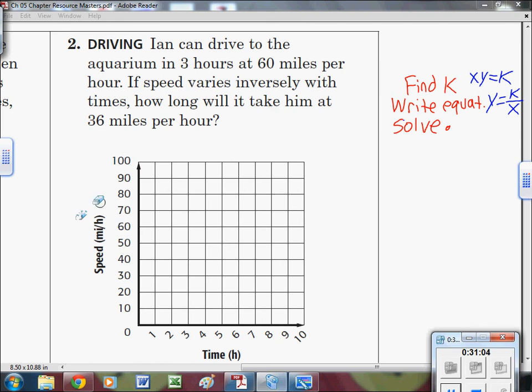So what I was saying was actually kind of right. If we're going to go 36 miles per hour, I keep saying this wrong, how long is it going to take us? All right, so if you think you got this one, press pause, see if you can do it.